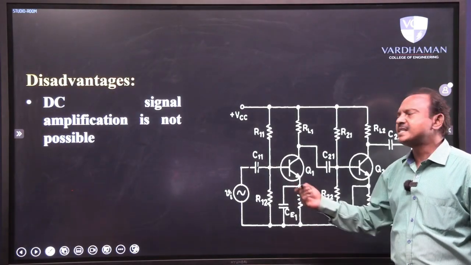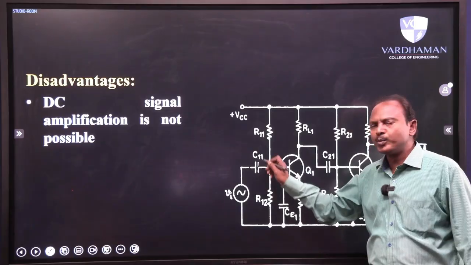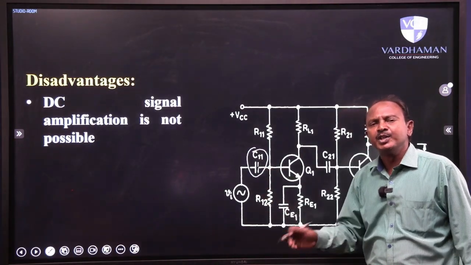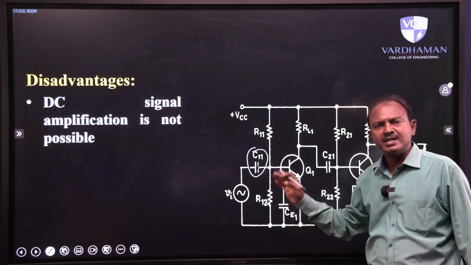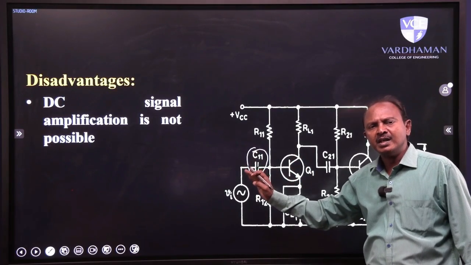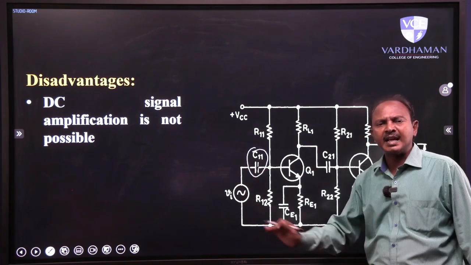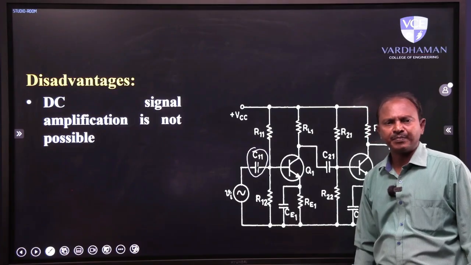First one, DC signal amplification is not possible. Understandable? The moment you place this capacitor here, you are indirectly accepting that you don't want any DC signal to enter into the amplifier. Why? Because this coupling capacitor will block the DC components at the input side itself. So, DC signal amplification is not possible. That is the first drawback of the circuit.